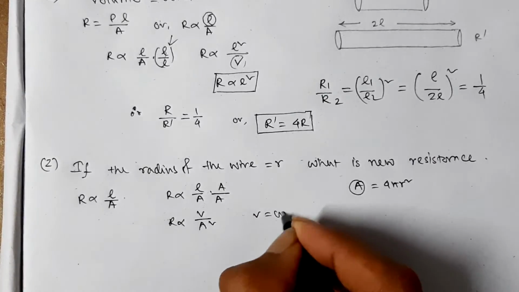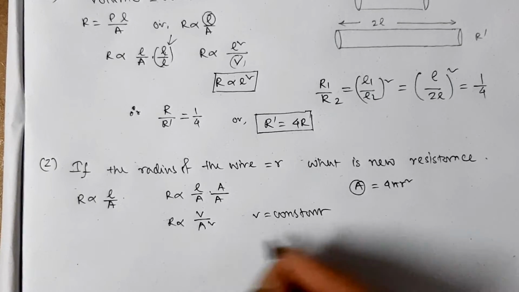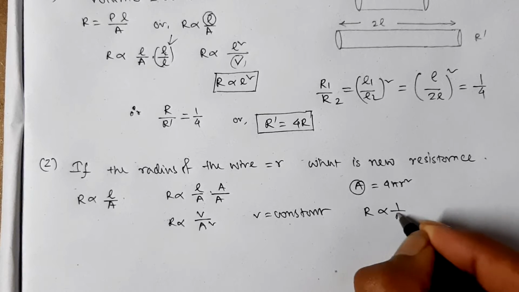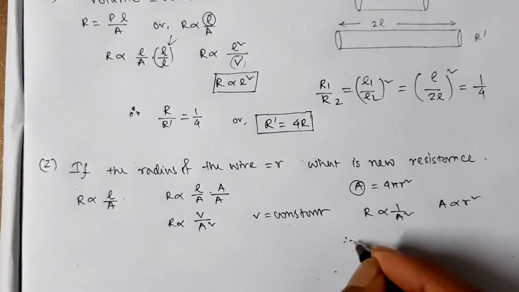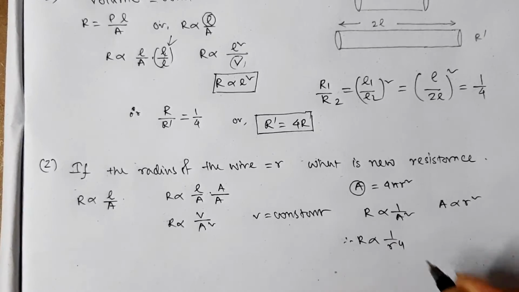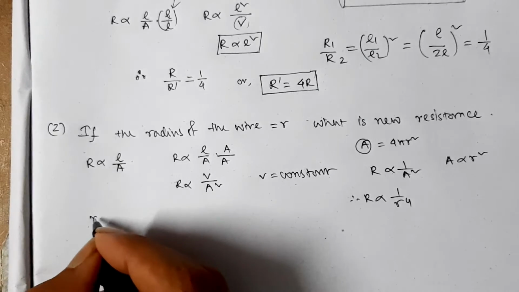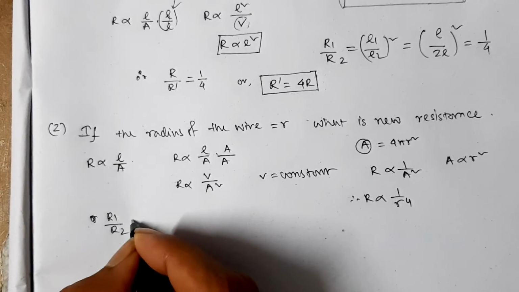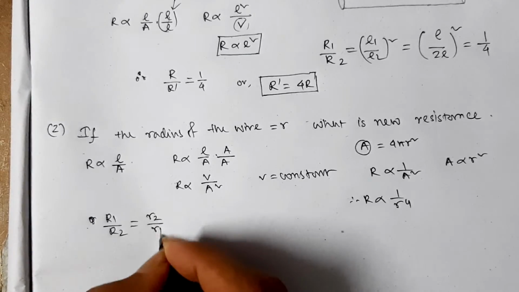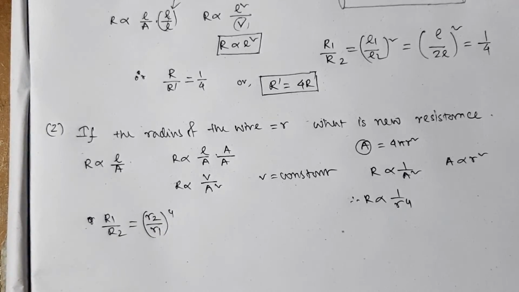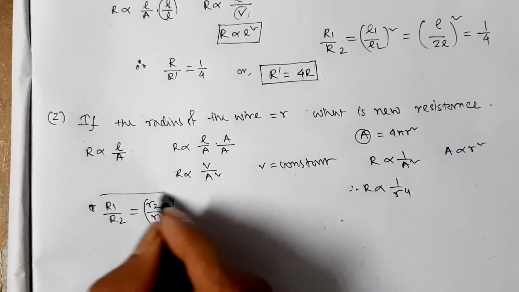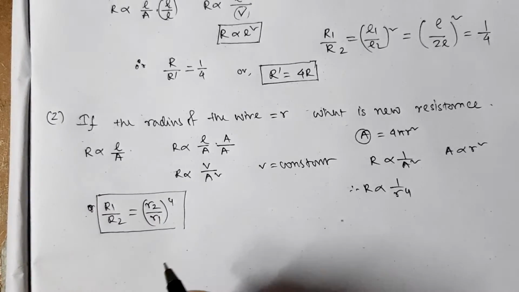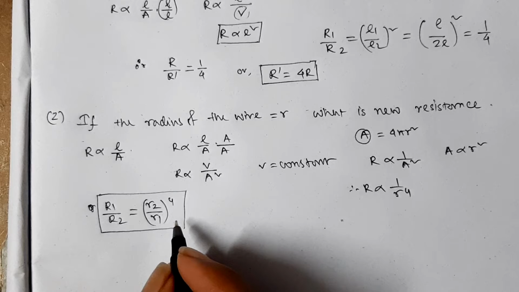If the V is constant, then R varies as 1 by A square, and A varies as R square. So R varies as 1 by R to the power 4. So R1 by R2 is equal to R2 by R1 to the power 4. Now any problem given of this type, we will use this relation, that R1 by R2 is equal to radius of second wire by radius of first wire to the power 4.